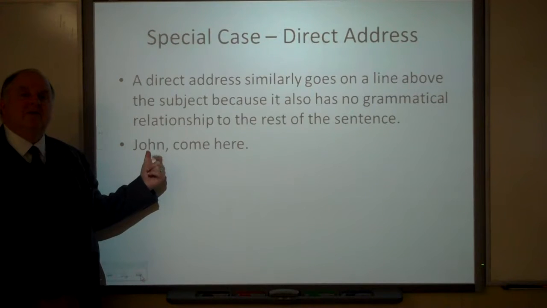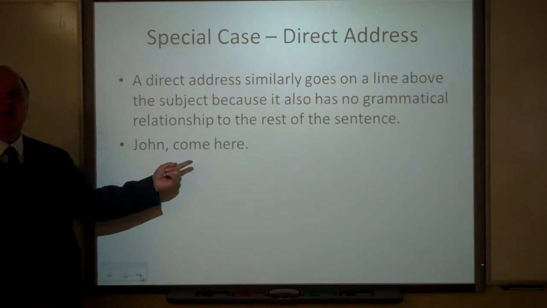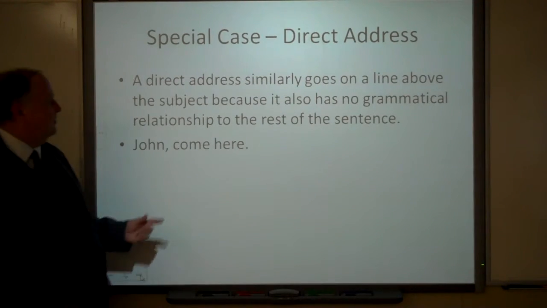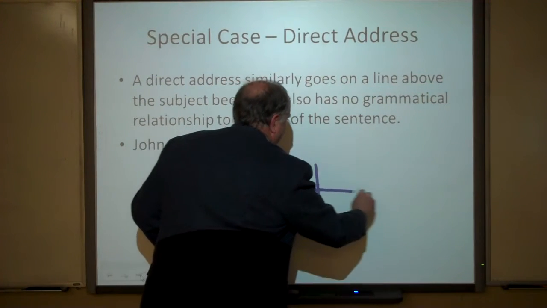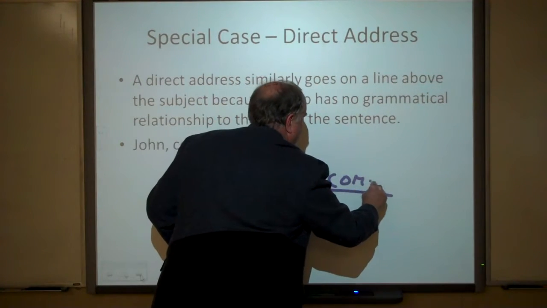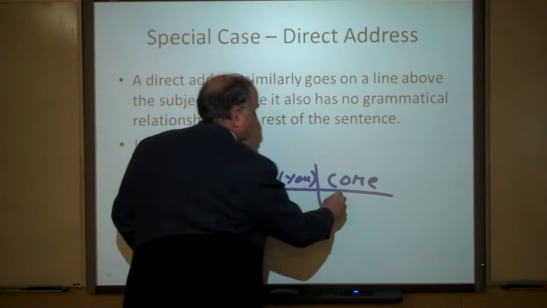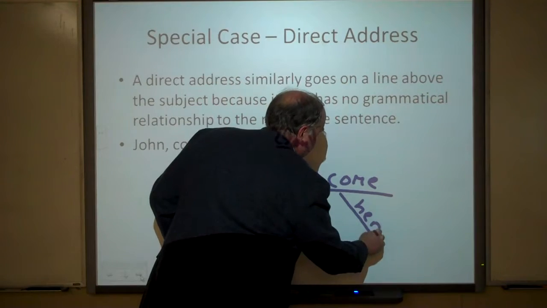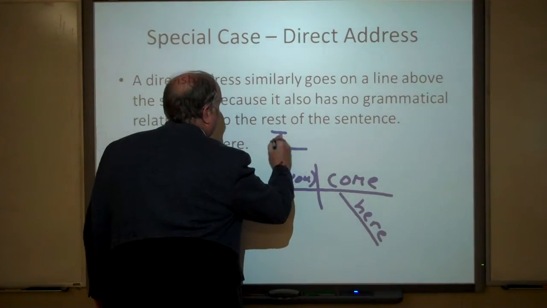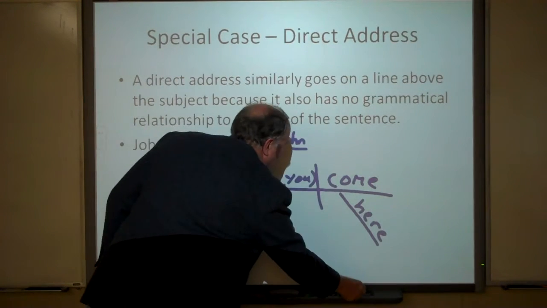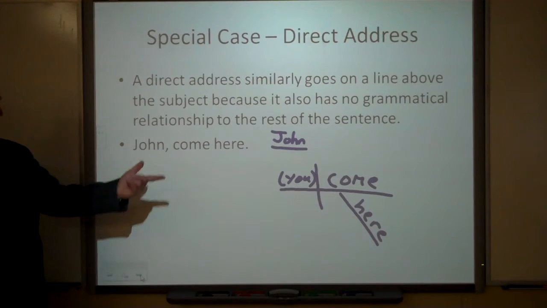John is the direct address. You're telling John to come here. So again, this is an imperative sentence, and the subject is you understood, and John is the direct address. So, come is the verb. You is the subject. Here modifies come, answers the question where, and then the direct address goes above the subject on a line parallel to the subject line. John, come here.